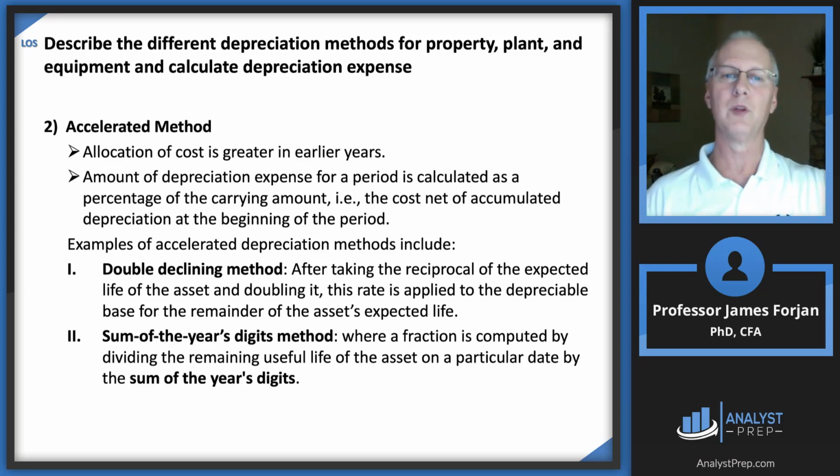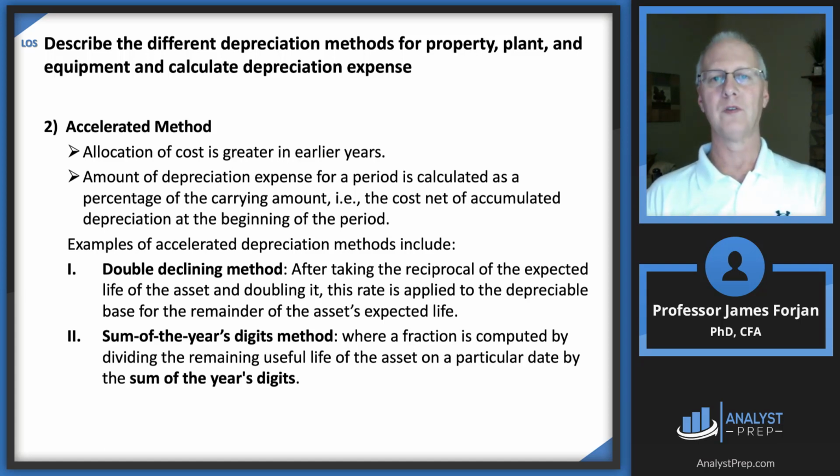And so when you compute the present value of those things, there's more value to the firm for using these accelerated methods. So allocation cost is greater in the earlier years, of course, and less in the later years. And the amount of depreciation expense is calculated as a percentage. You know, I could come up with Jim's depreciation method, and for a 3-year asset, I could say, all right, we're going to depreciate 95% in year 1, 3% in year 2, and 2% in year 3. So that's an accelerated method.